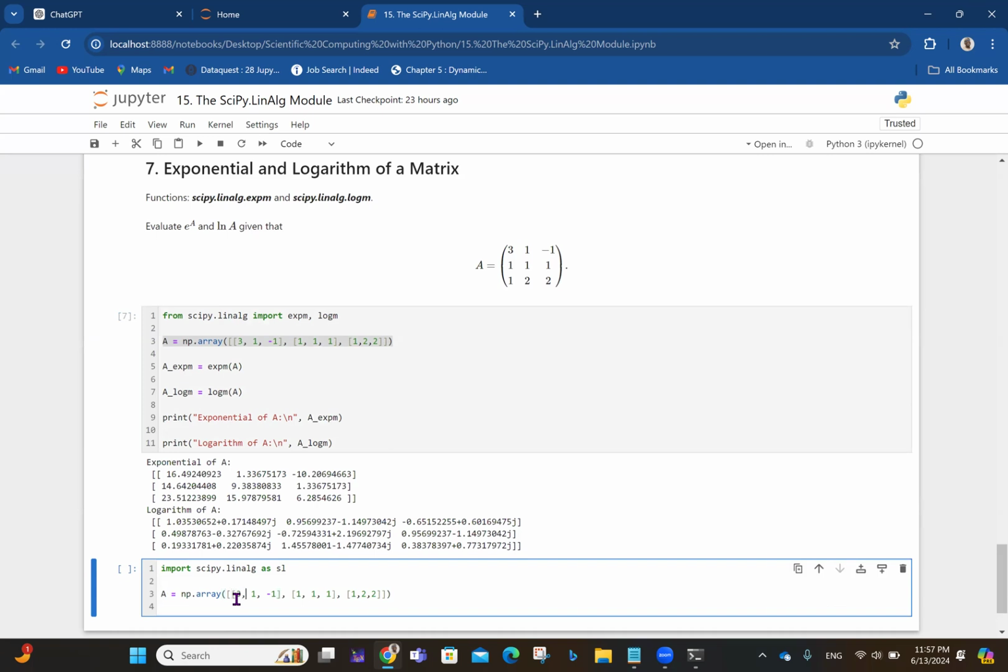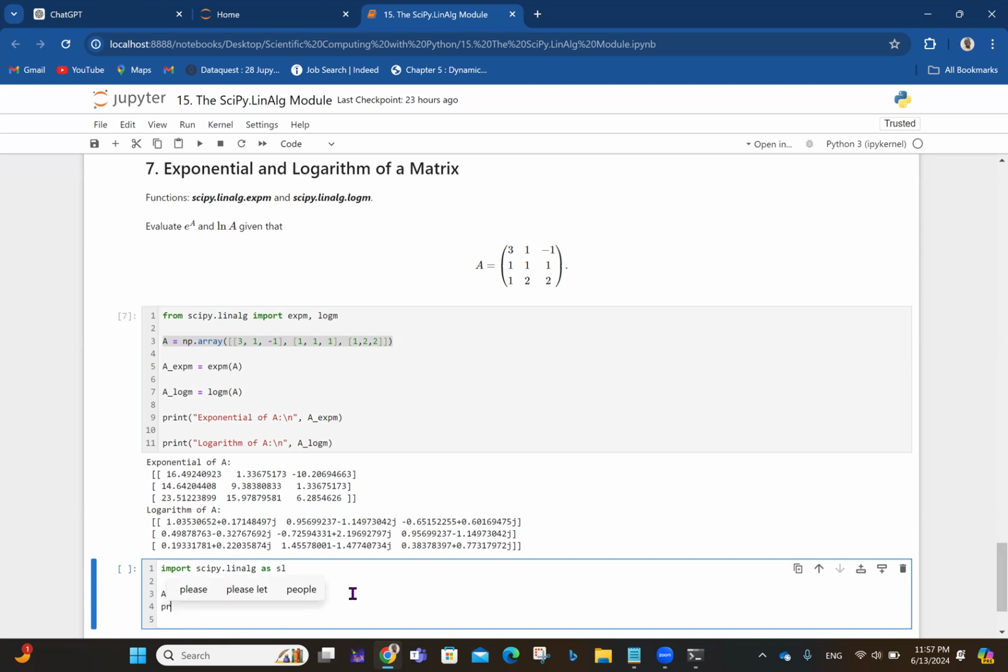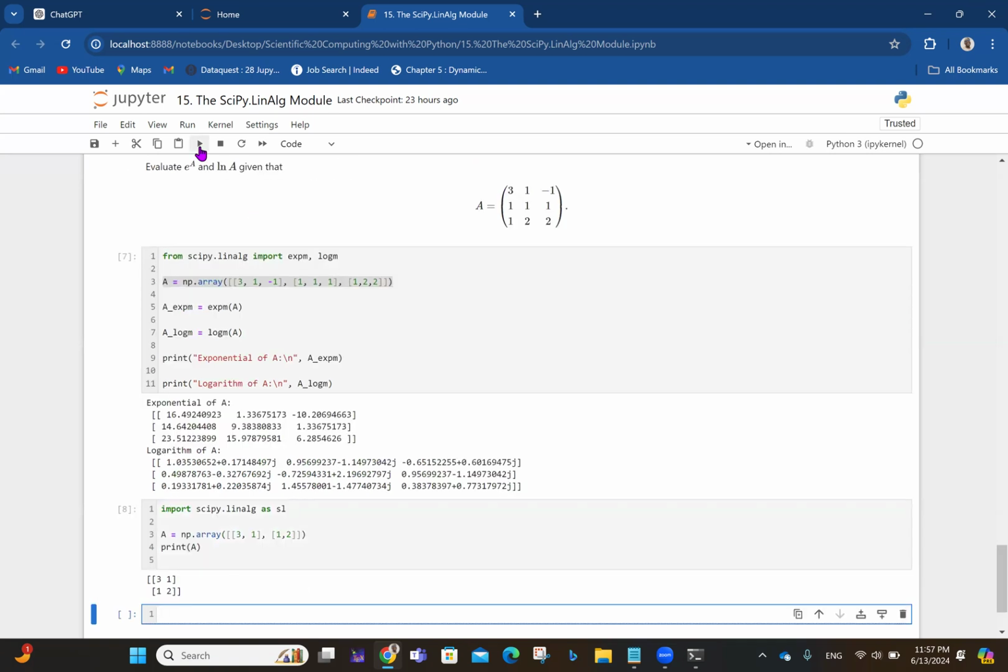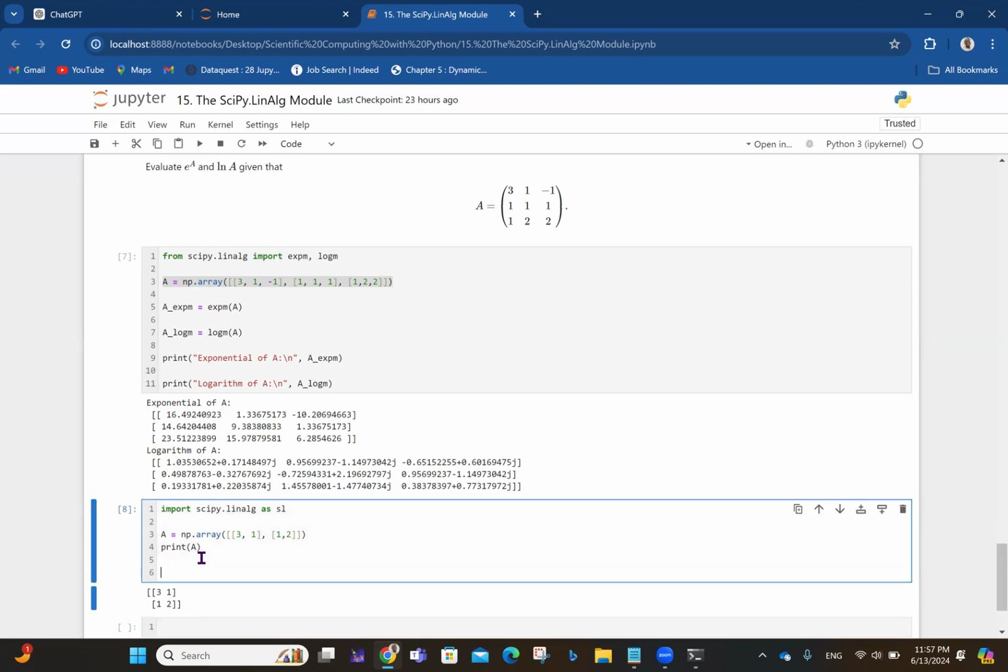So let's now say this is 3, 1, 1, 2. Okay. And then probably we need to do whatever. Let's do different things with this actually. Of course, if we print A, you can already have that printed. So it's a 2 by 2 matrix. Of course, the determinant of that will be 6 minus 1, that's 5. So let's say we want to do the determinant of A, right?